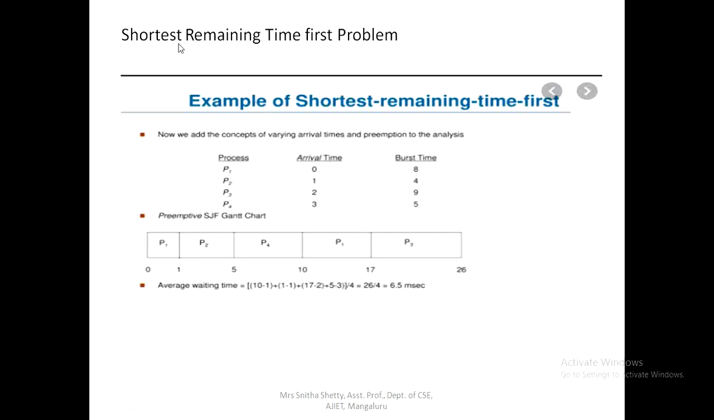Before that, let's see shortest remaining time first. That means the process or job which has a lesser burst time. Burst time, BT, is also known as service time, ST. The process which has the least time, we should allow that process to execute. The processor will allow that process to execute. That is the meaning of shortest remaining time first. A job or process which has less time will execute.